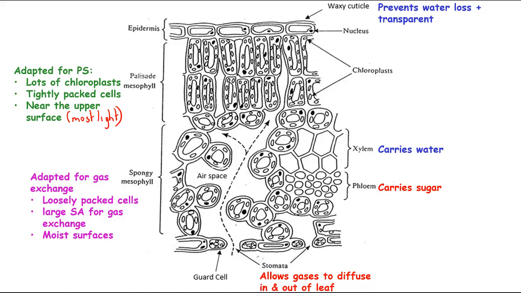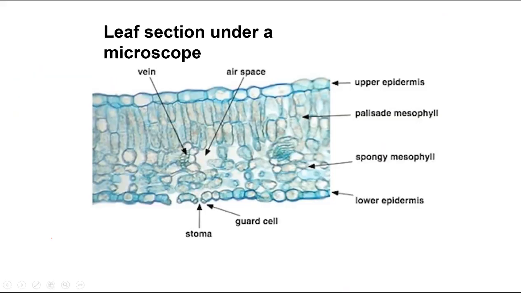The spongy mesophyll is adapted for gas exchange because it has loosely packed cells, which means that a large surface area of each cell is exposed for gas exchange, and they also have moist surfaces, which means that the gases can dissolve. And finally then, the epidermis found at the upper and lower surfaces of the leaf are there to protect the leaf. This section just shows us a microscope image of a leaf which has been cut.